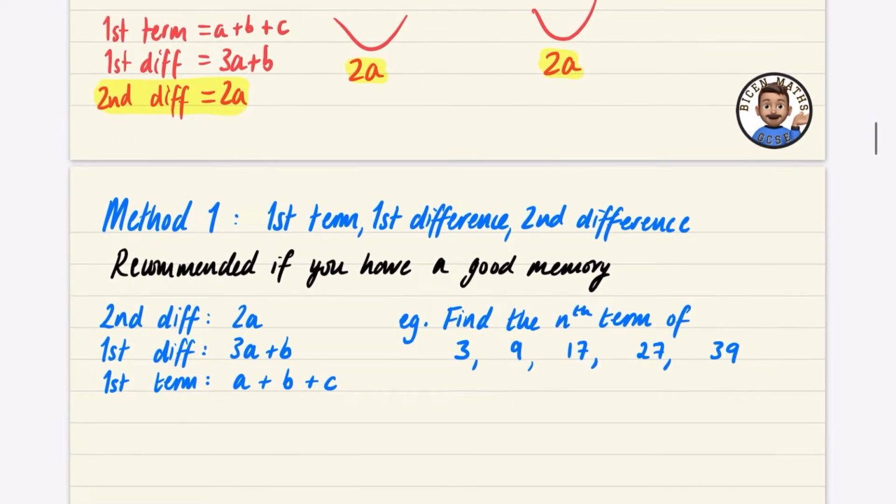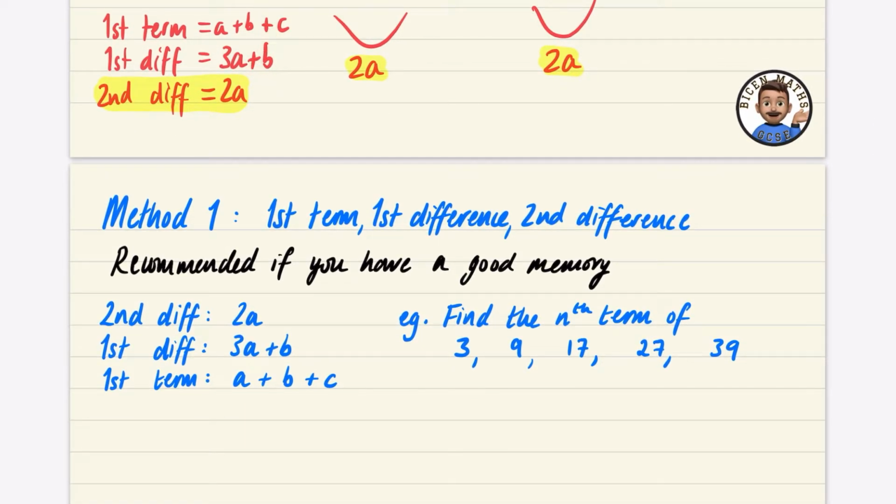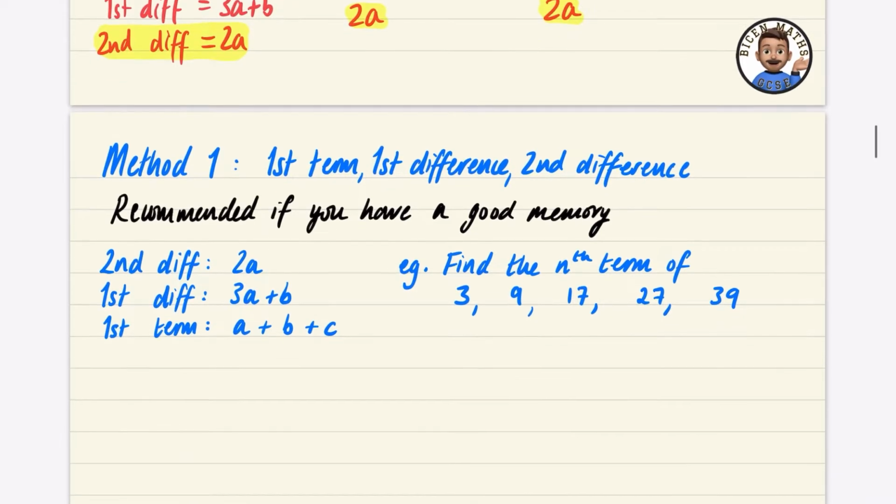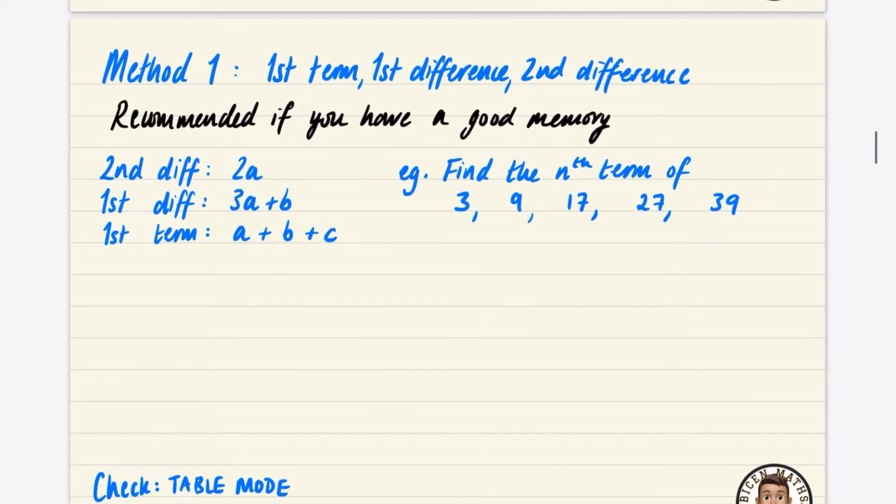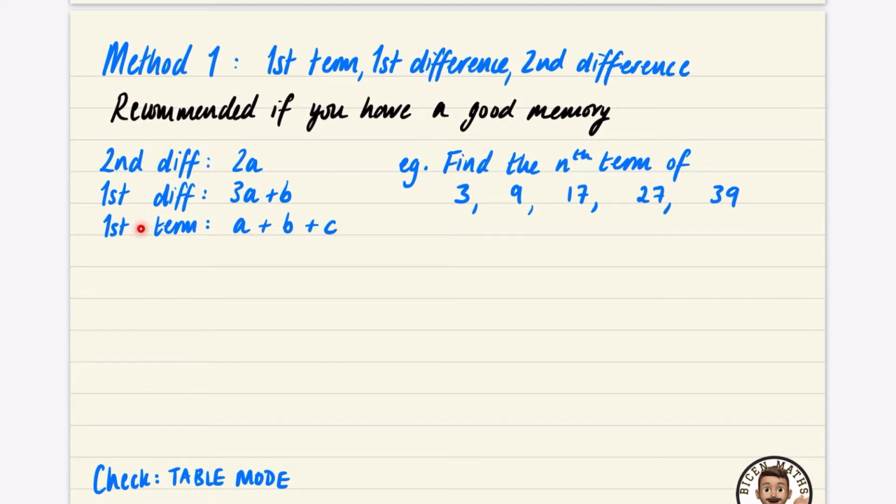So method one is the first term, first difference, second difference method. I can't think of a good name for it, so if you can come up with a good name, let me know in the comments. This is recommended if you have a good memory, where you just need to memorize these three things that you've got here to help you to find the nth term. And then I'm going to remind you that you can use your calculators to help you check if you've got the right answer. So if you're doing this in a calculator exam, you can know for sure whether you've got it right. Okay, so we're going to do the nth term of this sequence.